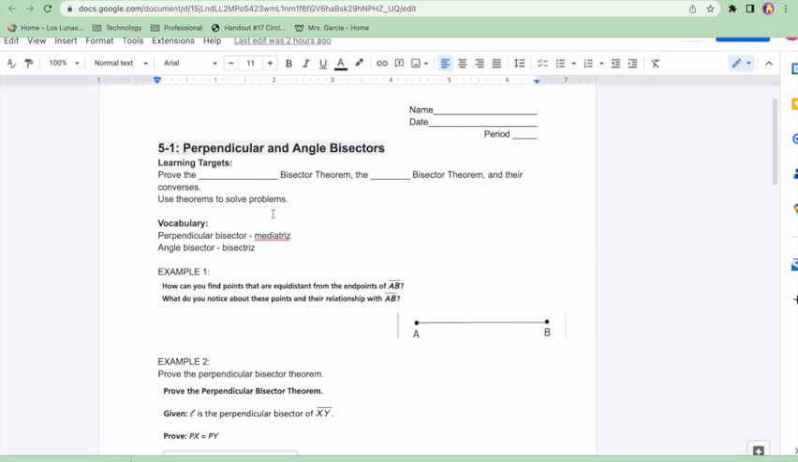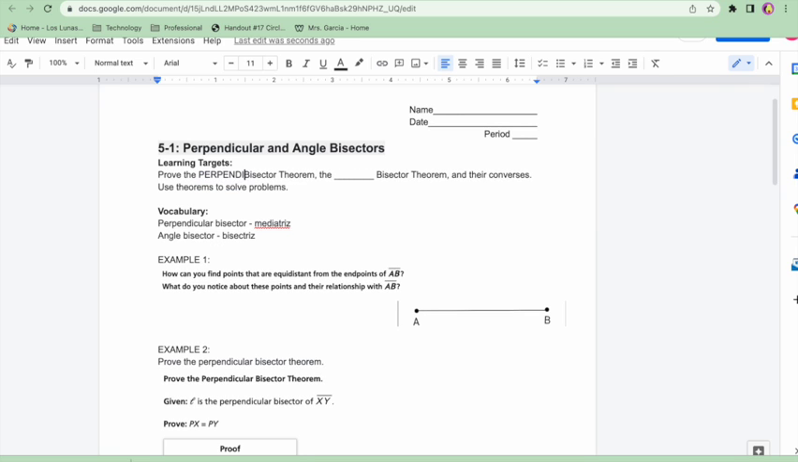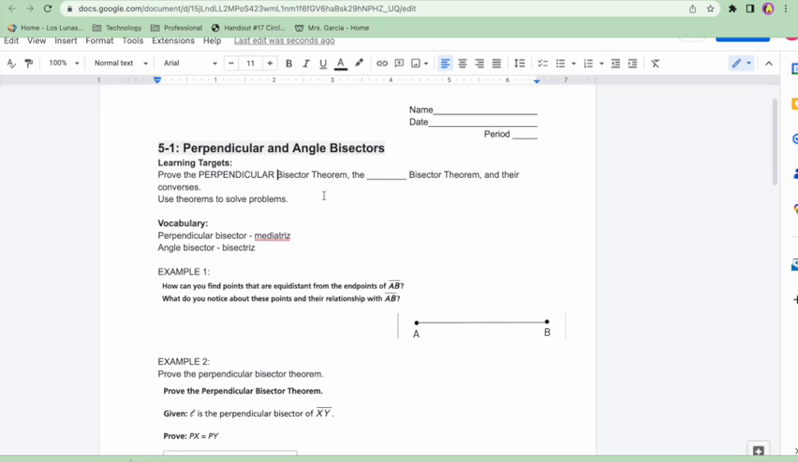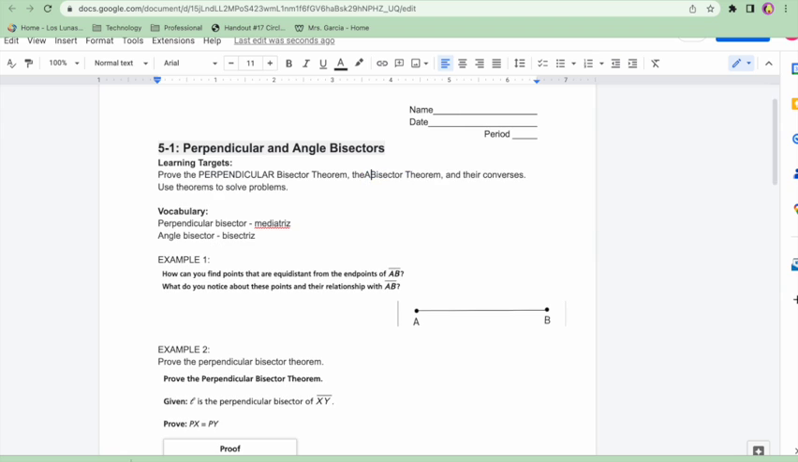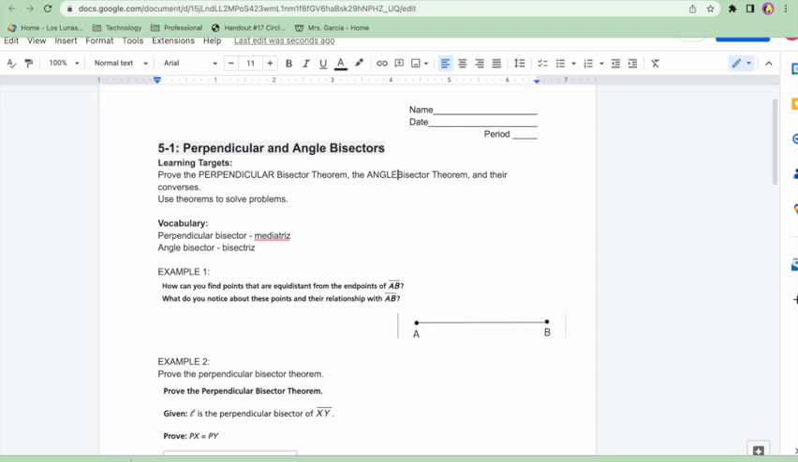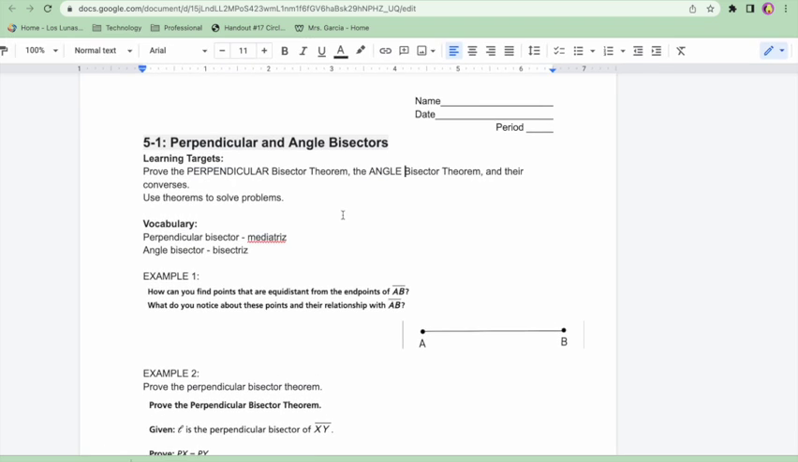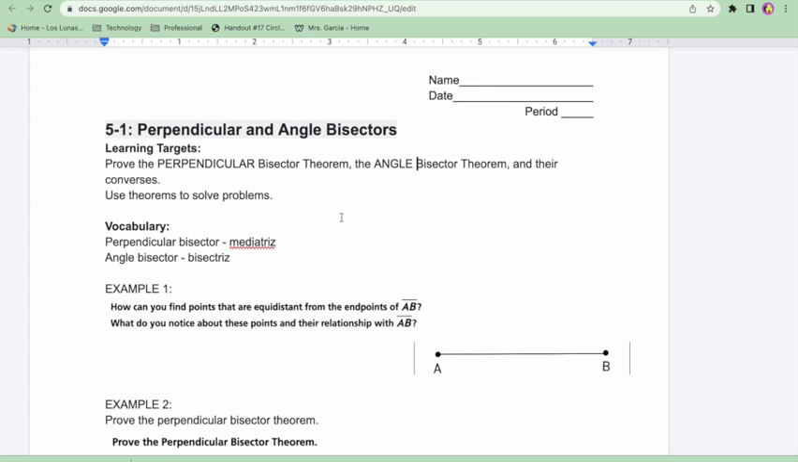Okay, geometry students, this is 5-1 perpendicular and angle bisectors. Today we are going to prove the perpendicular bisector theorem, the angle bisector theorem, and their converses. And we will use those theorems to solve problems.